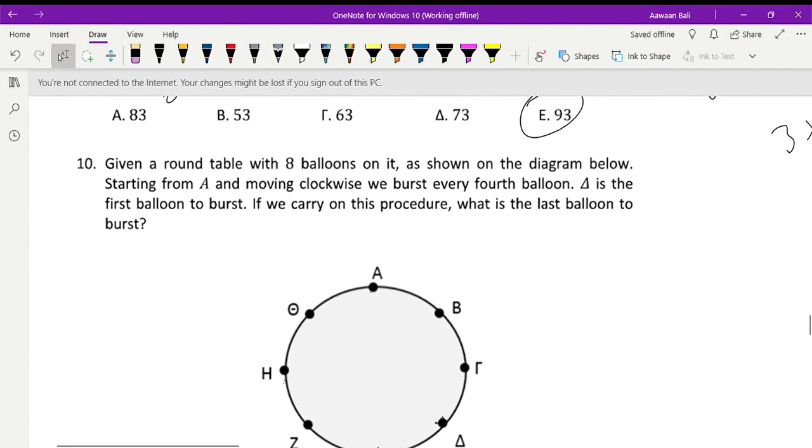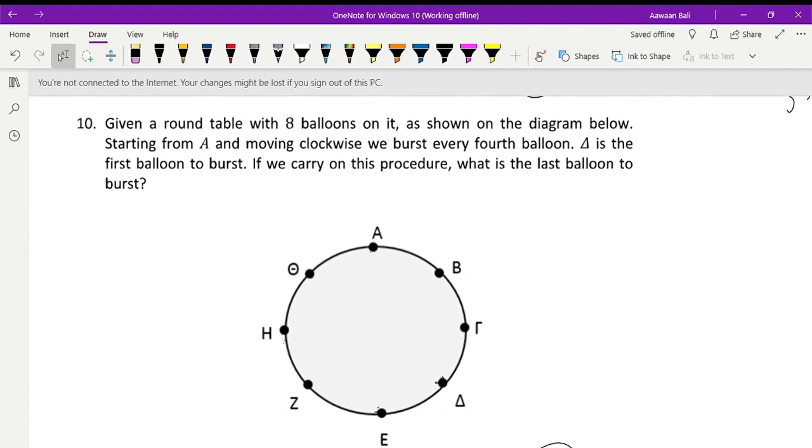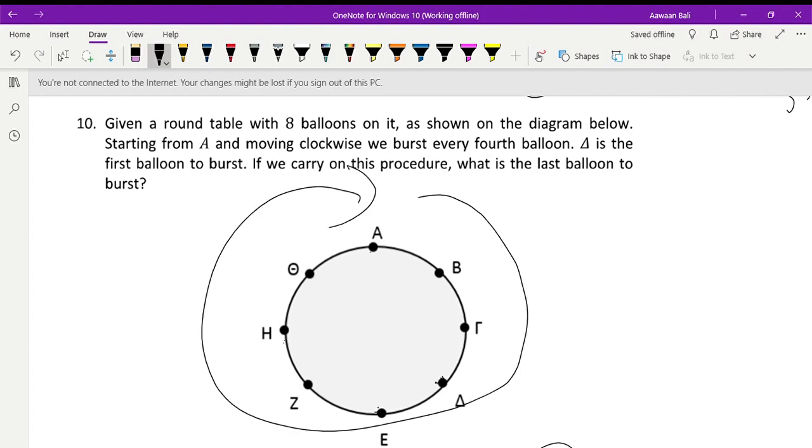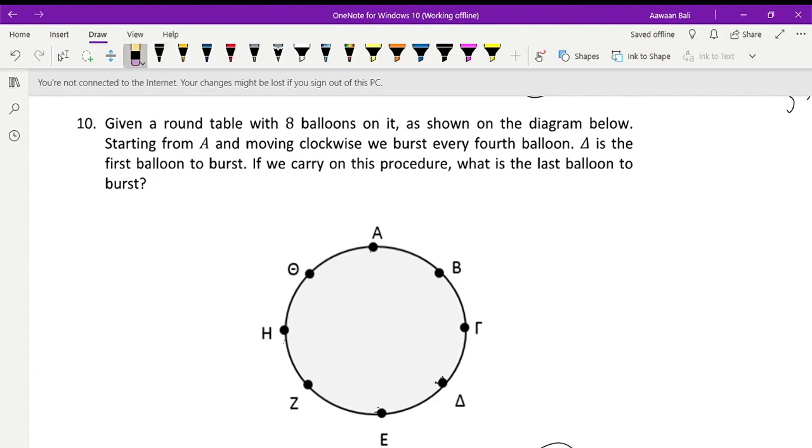Question number 10. We are given a round table with 8 balloons on it. They're marked by the Greek letters. And every 4th balloon is popped, moving clockwise, which means in the way a clock moves, so it goes this way. Every 4th balloon must burst starting from alpha here. If we carry on this procedure, what is the last balloon to burst?